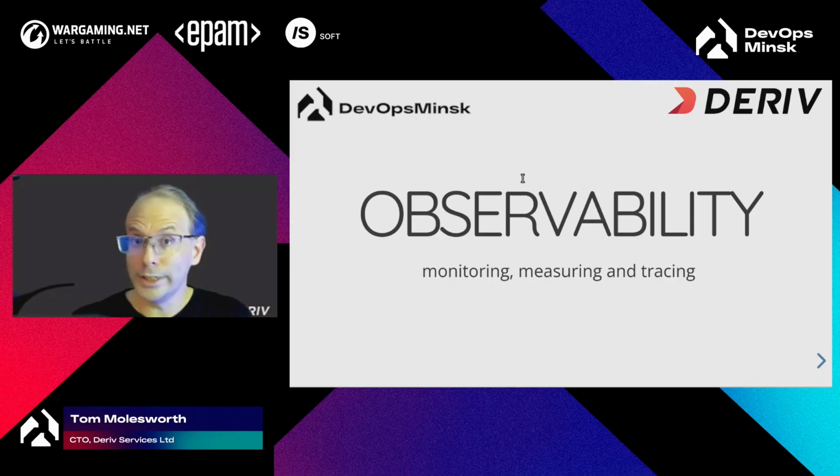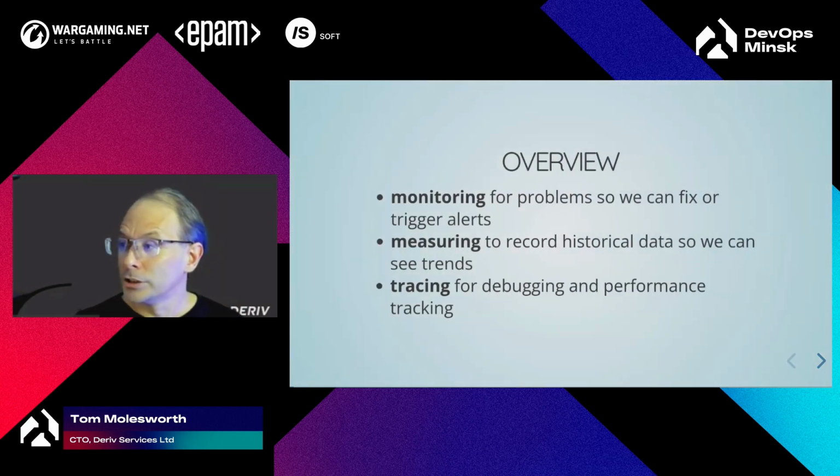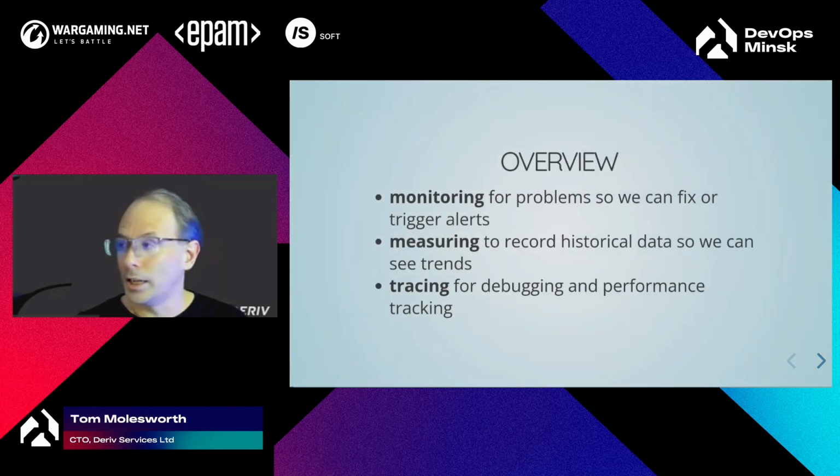Okay, so we're here to talk about observability. We divide that into three areas, three concepts. One is monitoring, then we have measuring, and tracing. We class these as monitoring for problems. So anything that's actually wrong with the system, something which requires immediate attention, something that may be a problem now, or it may be a problem in the future.